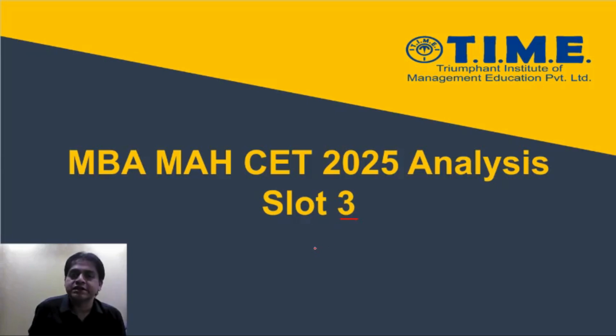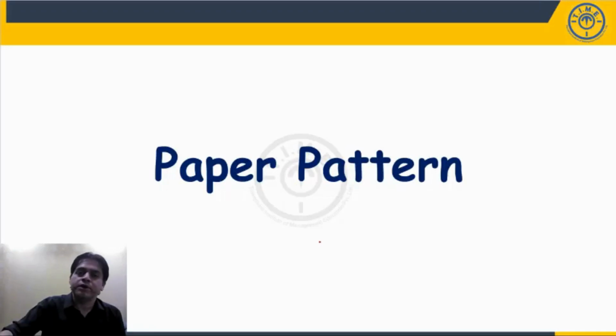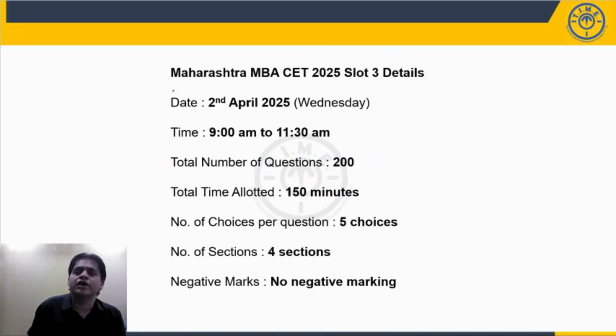So let us start by first discussing the pattern of this particular slot. Now the paper pattern of this slot was exactly along the expected lines. The third slot of 2025 CET was conducted on 2nd April from 9 AM to 11:30 AM. So it was a 2.5 hour paper, 150 minutes, and the total number of questions was 200. The 200 questions were subdivided into 4 sections. For each question, 1 mark is allotted. So 200 questions and the total marks are 200, 1 mark per question.